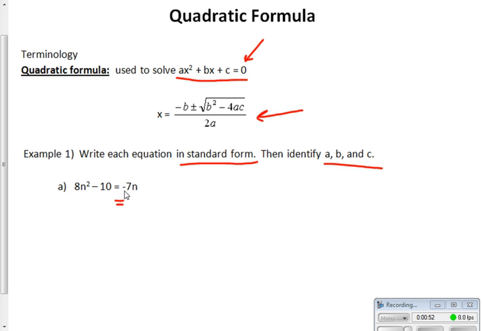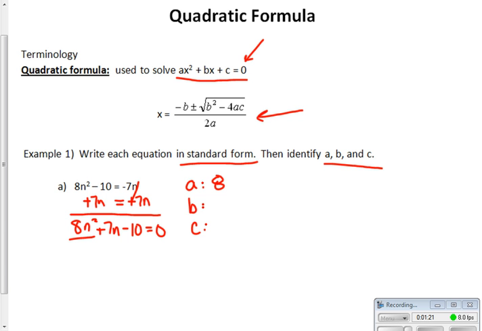So I need to add 7n to both sides. When I add 7n to both sides, I get 8n squared plus 7n minus 10 equals 0, because that would cancel out. Now we have it in standard form, and we can pull out our a, b, and c values. Now remember to bring the sign out as well. So your a value is next to x squared. In this case, it's n squared. That is 8. Your b value is a positive 7, and your c value is a negative 10.